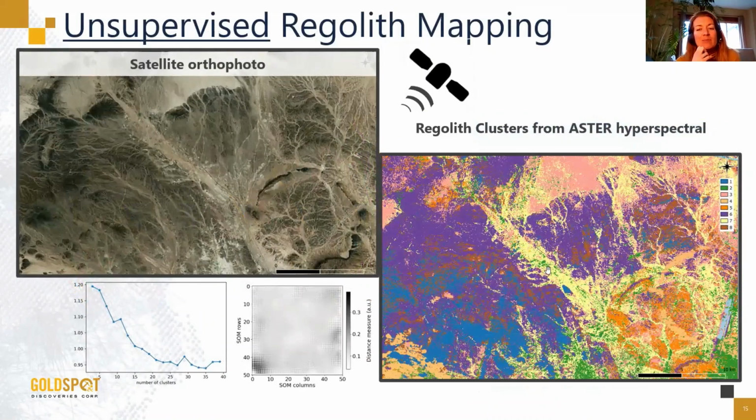This is a mapping example of using unsupervised learning. The satellite orthophoto on the left can give us an idea of the terrain in the area. In this particular case, the area is incredibly remote. There's no reliable boots-on-the-ground mapping. But using hyperspectral data from the ASTER satellite, we can create a regolith map of the surface materials using unsupervised clustering. In this case, it was a self-organizing map. That can guide our efforts on the ground when we do get a person out there.